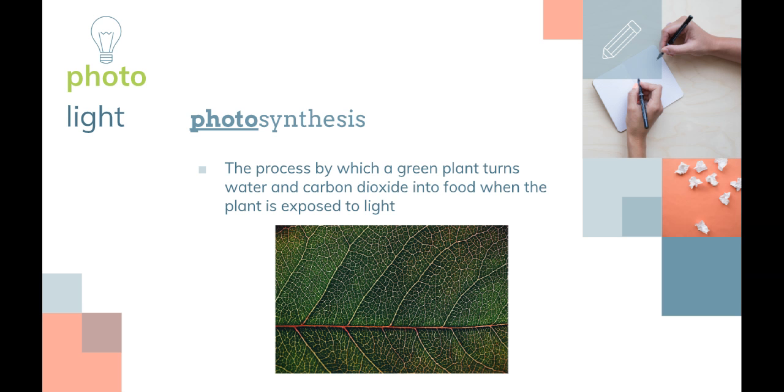And photosynthesis. This is the process by which a green plant turns water and carbon dioxide into food for the plant when the plant is exposed to light. So in that image, you can see the leaf broken down into kind of cellular parts. Those parts are what the leaf would use for photosynthesis. On your homework, please write why a plant uses photosynthesis, or what a plant uses photosynthesis for.